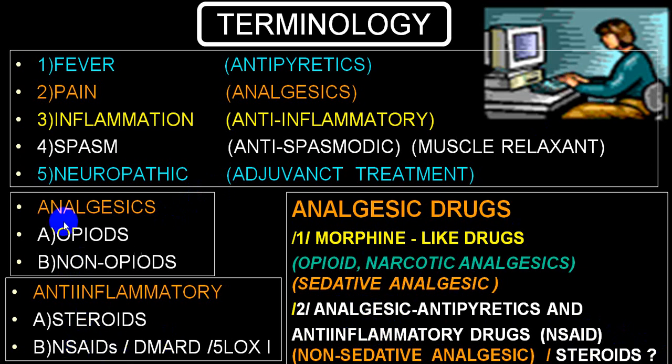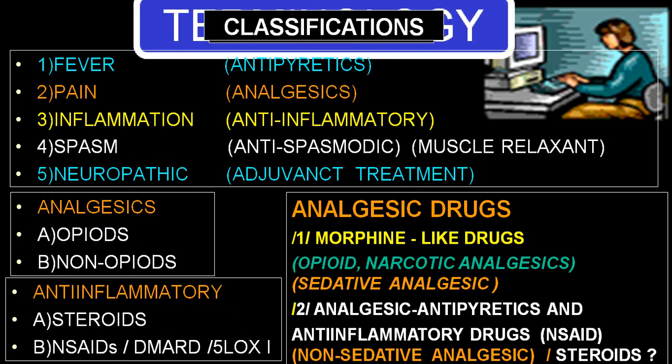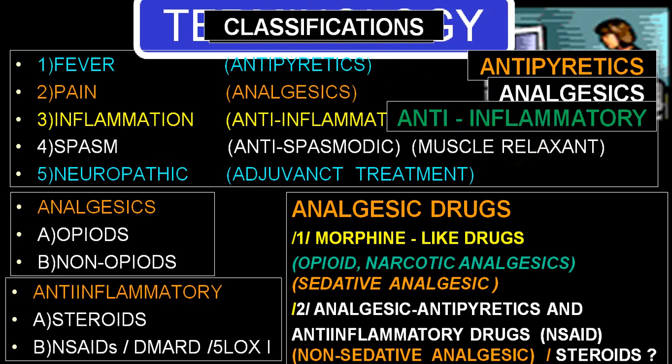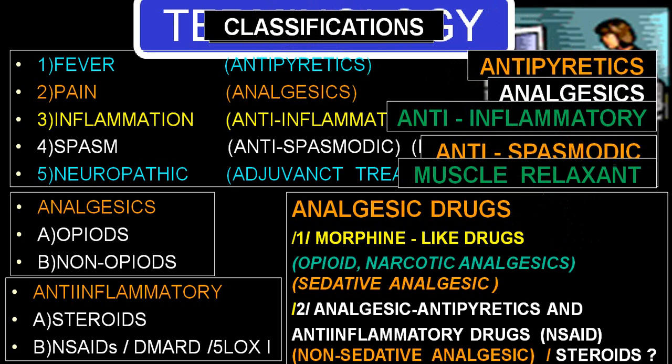These are the two big groups. So you divide into opioids and non-opioids, and then the non-opioids you can divide into steroids and non-steroidal anti-inflammatory drugs. Opioids are non-steroidal, but they are not anti-inflammatory. So you cannot include opioids in the second part, the anti-inflammatory drugs, because they are not anti-inflammatory drugs. So: antipyretic, analgesics, anti-inflammatory, antispasmodic, muscle relaxant, and adjuvant therapy.